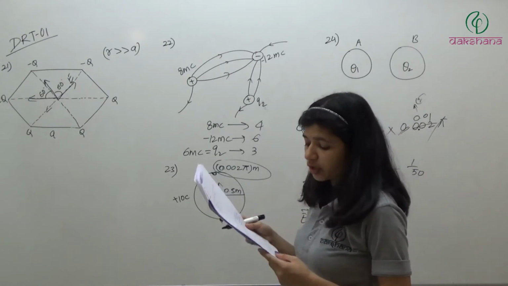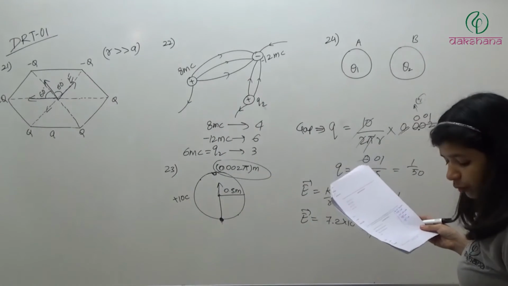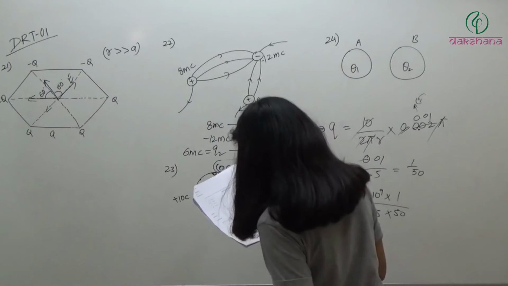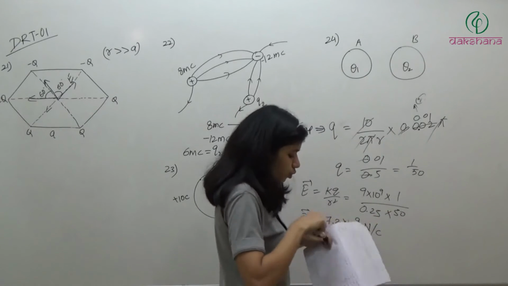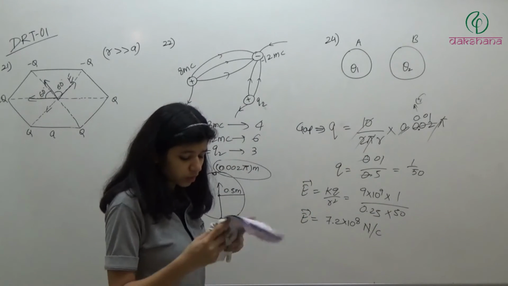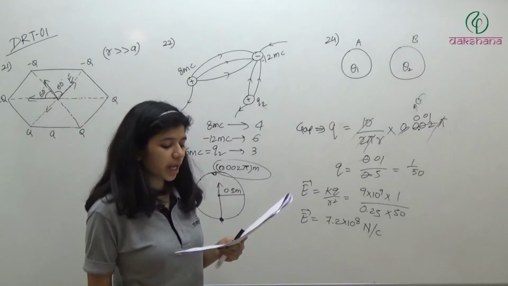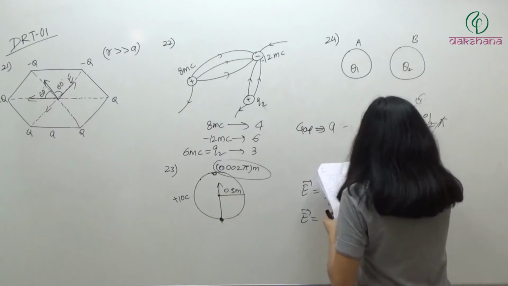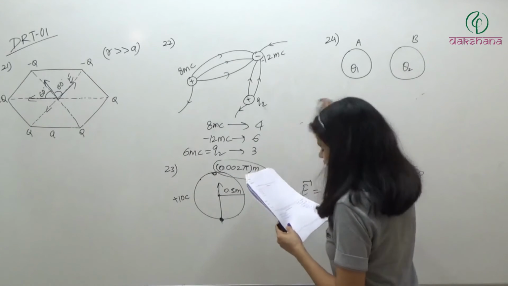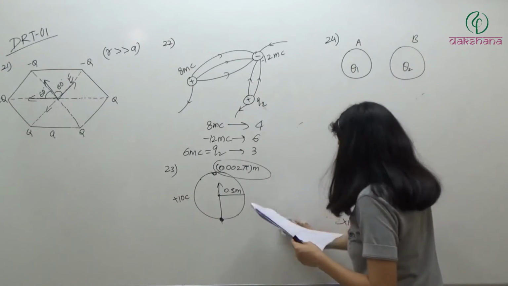Question number 24. Two identical conducting balls A and B have positive charges theta 1 and theta 2 respectively, where theta 1 is not equal to theta 2. The balls are brought together so that they touch each other and then kept in their original positions. The force between them is greater than before, less than before, or equal to before. So these relations we have to find out.